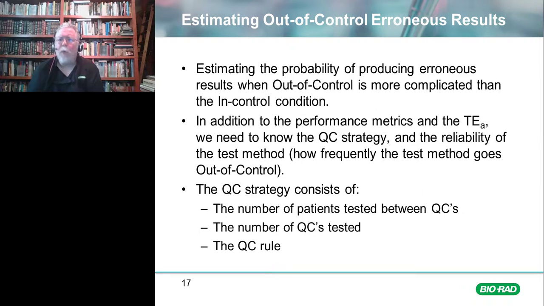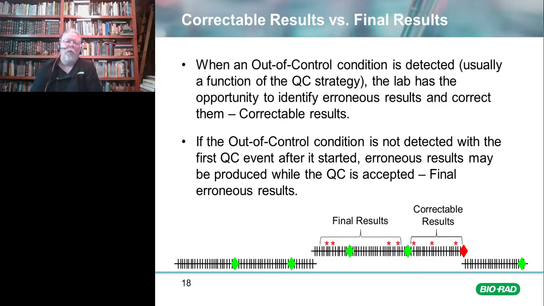So our primary goal for detecting that is our QC strategy. And our QC strategy consists of the number of patients tested between QC events, and for each QC event, how many QC materials am I testing, how many QC specimens, and what kind of a QC rule am I going to use? Well, another thing that we need to consider is that we can categorize erroneous results into two different categories. So some results are correctable and some results are final.